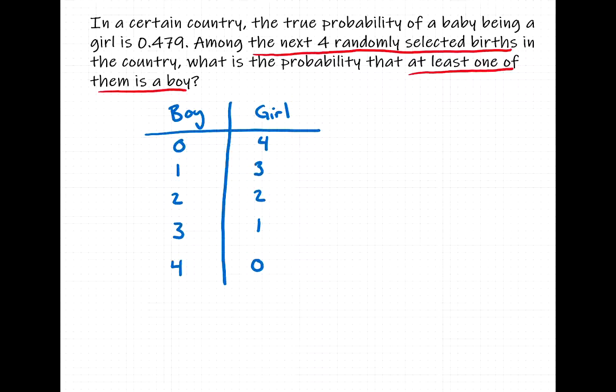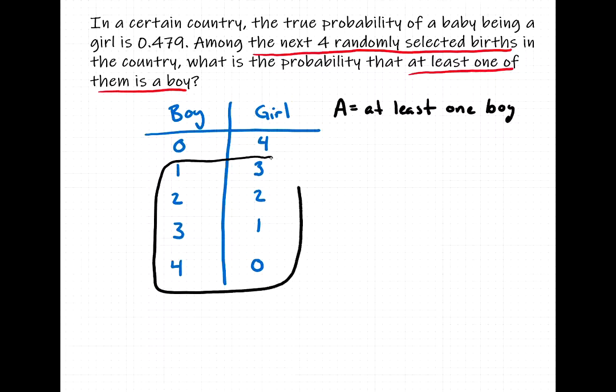Before we talk about probability, the event that we're looking at, we'll call this event A, is at least 1 boy. Now, at least 1 boy means, like I said, 1 or more boys. So that is referring to all 4 of these cases. So that's our event, at least 1 boy. It could be 1 boy, 2, 3, or 4.